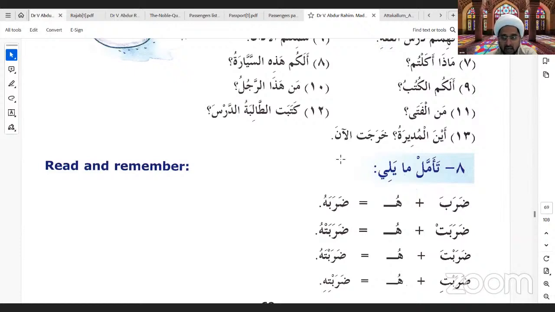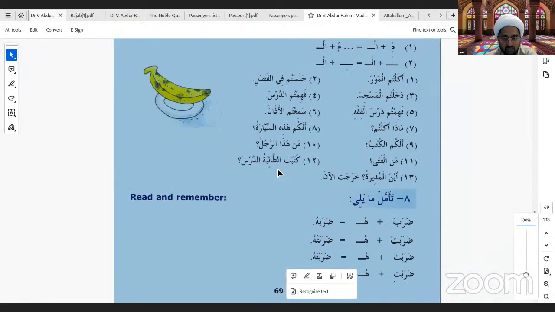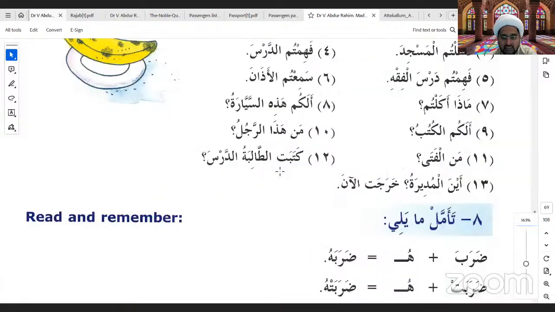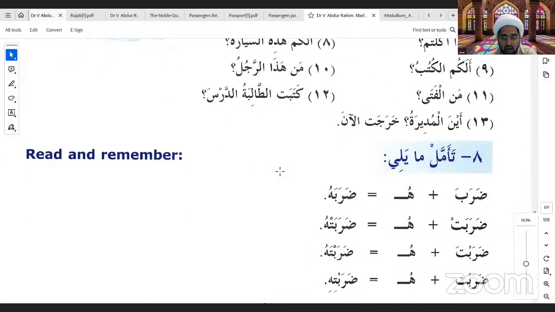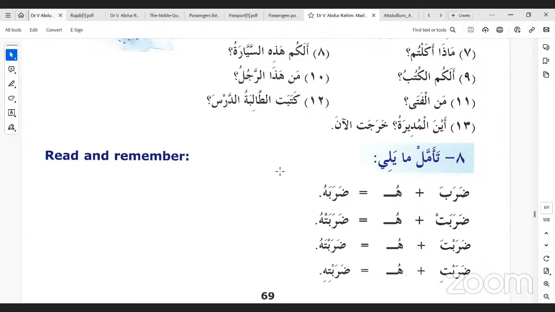I'm going to ask Sister Shabnam to do the next exercise, exercise 8, and then that'll be enough for today because half of the class is absent today. So Sister Shabnam, in this exercise, is just adding the pronoun hu to the verb itself, and it gives you practice on that. Bismillah.